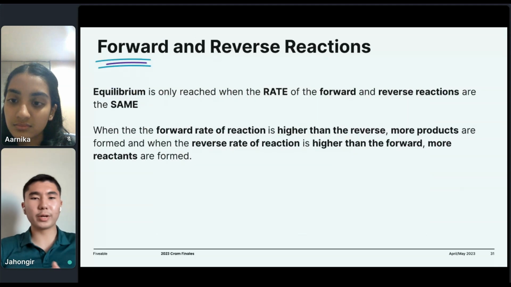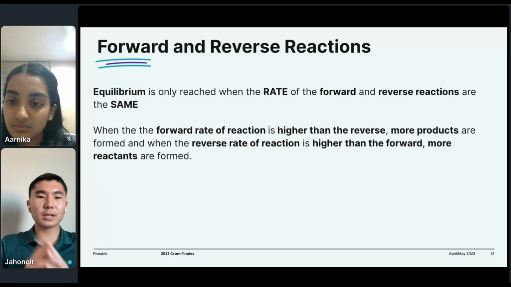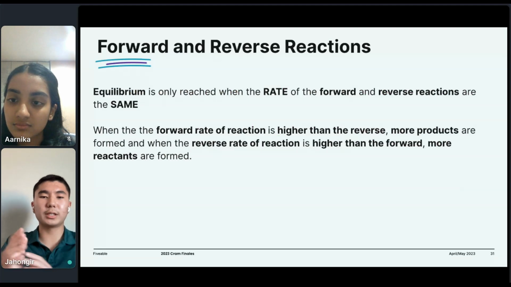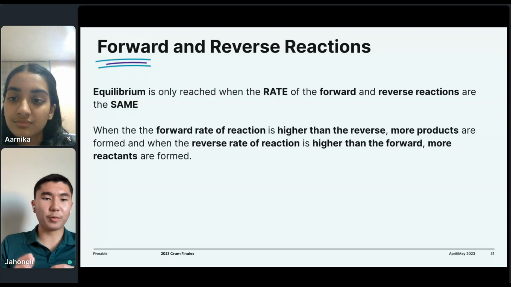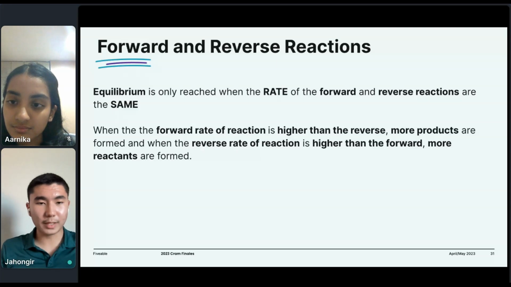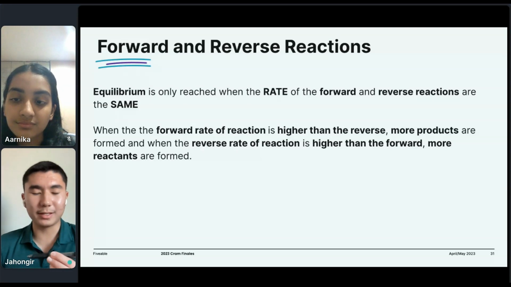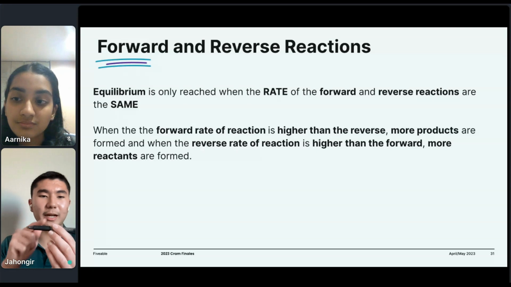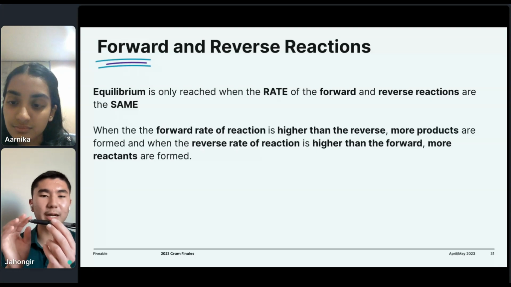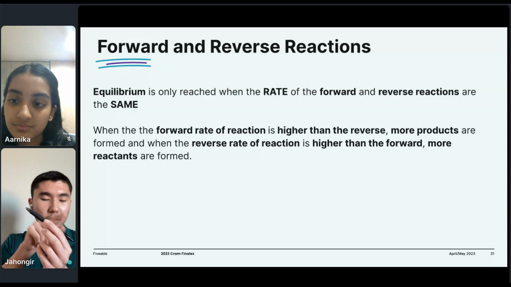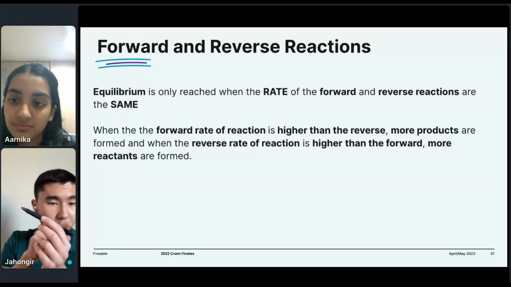Now let's talk about forward and reverse reactions. This is when the rate of the forward reaction and the rate of the reverse reaction, which we stated, is equilibrium. Now, when the forward rate of the reaction is higher than the reverse, more products are formed. And when the reverse rate of the reaction is higher than the forward, more reactants are formed. So if we look back at the pen example, we can see that when we have a higher forward rate of reaction, we have more of our reactants. So it's going to move up kind of like this.